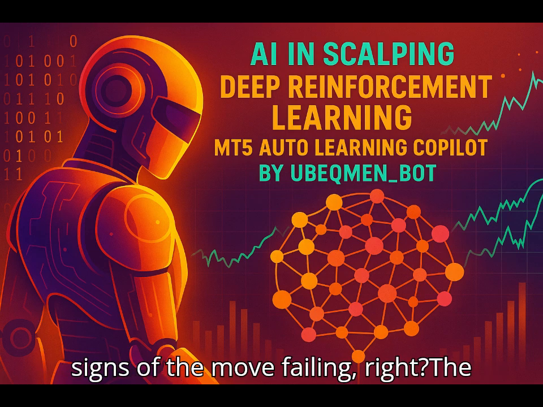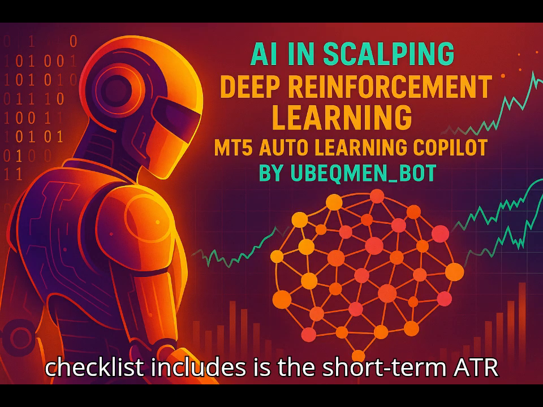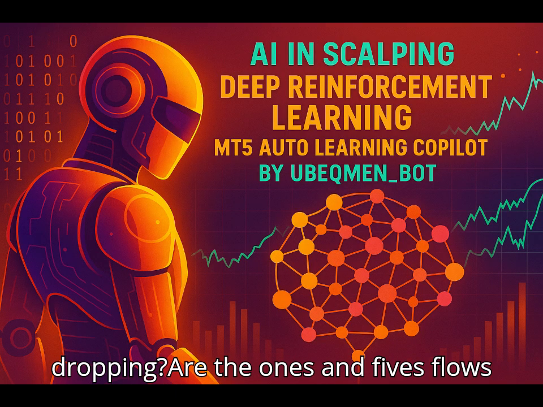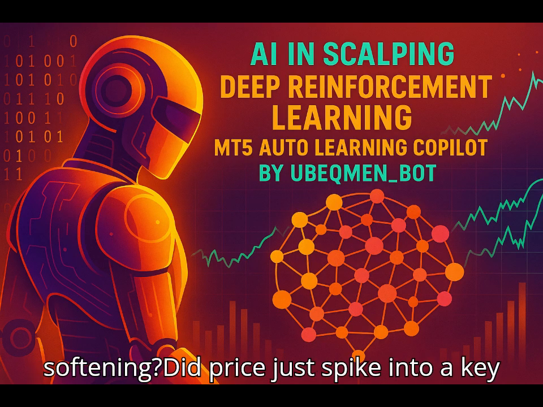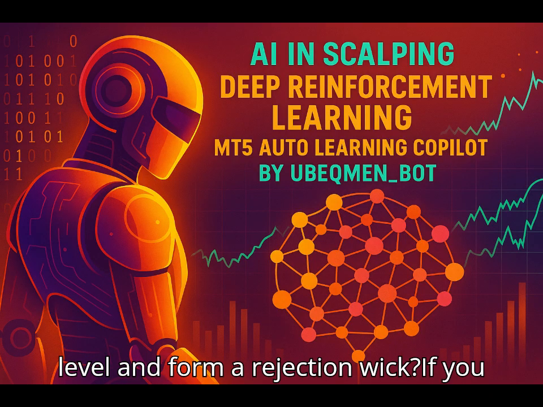So signs of the move failing. Right. The checklist includes: is the short-term ATR dropping? Are the 1s and 5s flows opposing the recent move? Is the 10s flow softening? Did price just spike into a key level and form a rejection wick?